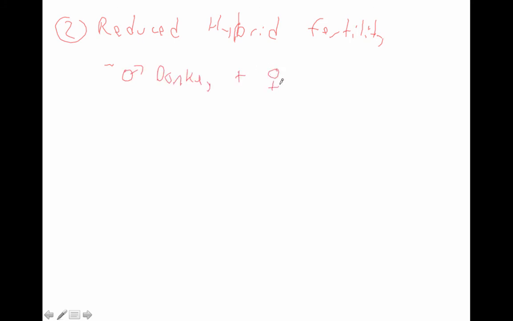Let's talk about the second one now. And the second one is reduced hybrid fertility. The classic example here is when a male donkey and a female horse produce a mule. So a male donkey plus a female horse, can't be the other way around, produce a mule. This mule survives, and it's a lot shorter than the other two. It looks different than the other two. It's healthy. It can serve a function, but they are sterile.